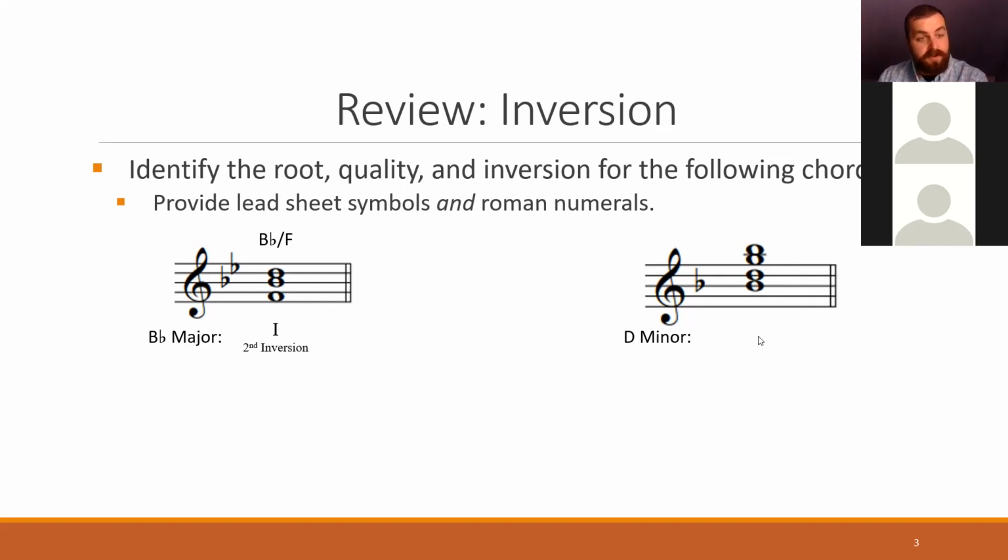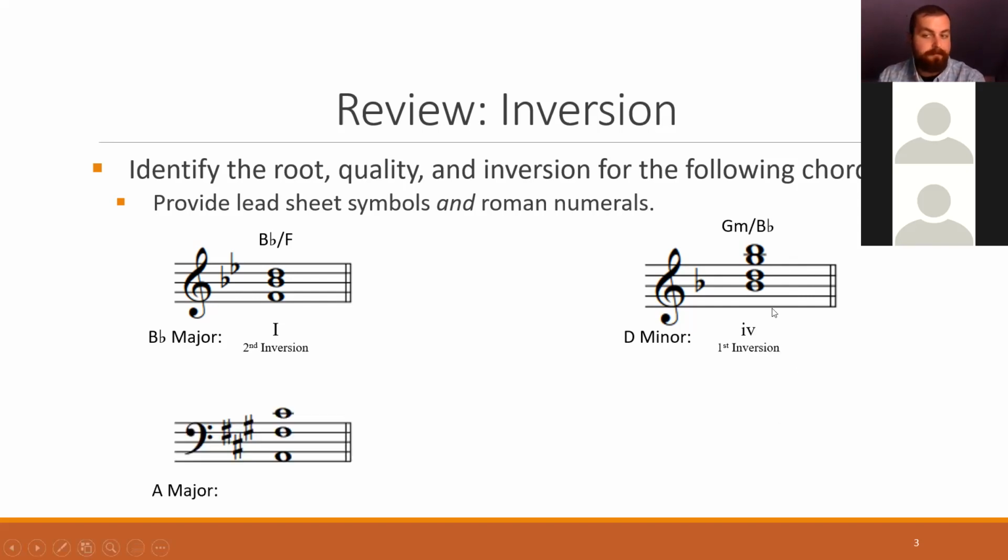Converting that into a Roman numeral, well, we go D, E, F, G. So this is the 4 chord in D minor, but it's in second, pardon me, beg your pardon, so sorry. It's in first inversion because B flat is in the bass. So that looks like that. G minor over B flat, 4 in first inversion.